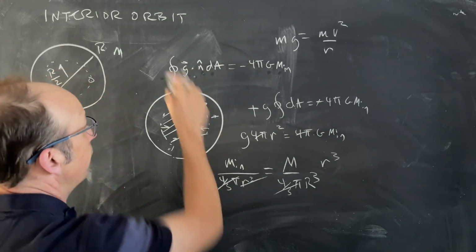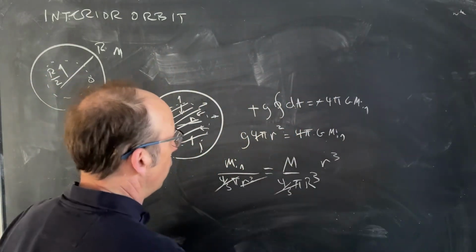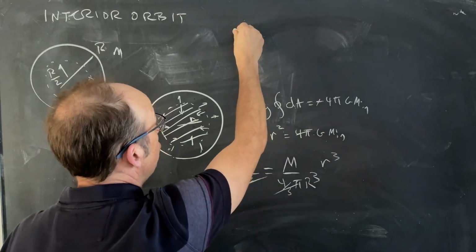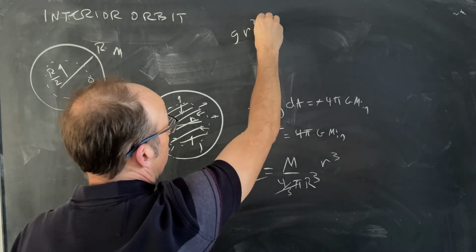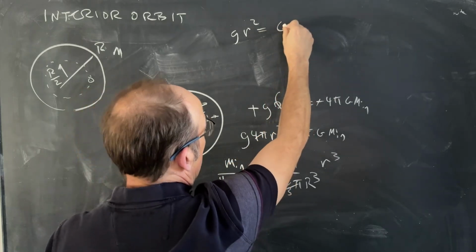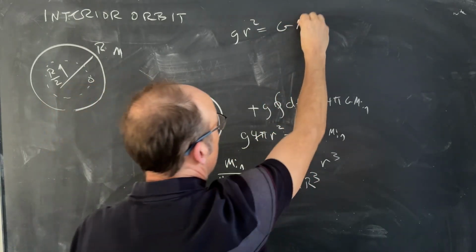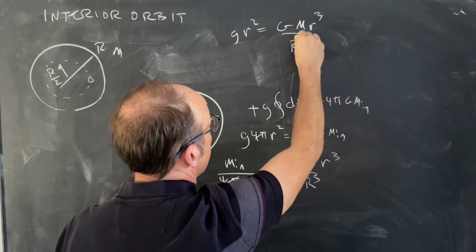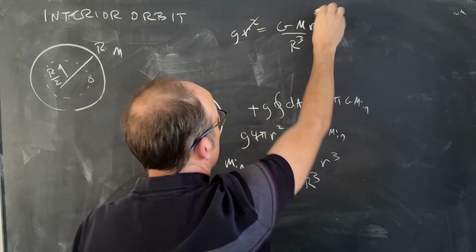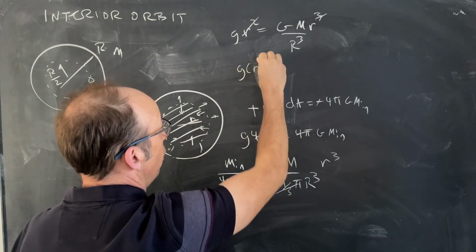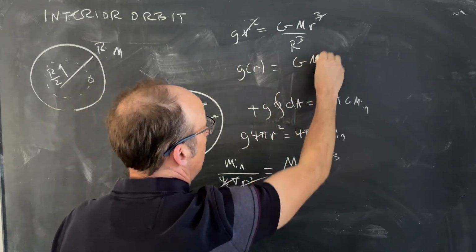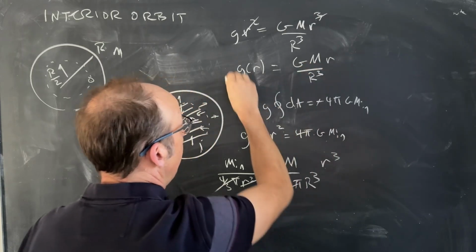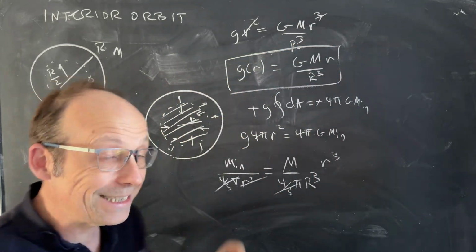I kind of had my spacing wrong here, but I'll jump around because that's what I do. So I have g r squared equals g, and then I have to put in Mn, which is m r cubed over R cubed. Cancel, cancel. So g is a function of r. The magnitude is g times the mass of the Earth, times r over R cubed. So that's my gravitational field on the inside of the Earth.